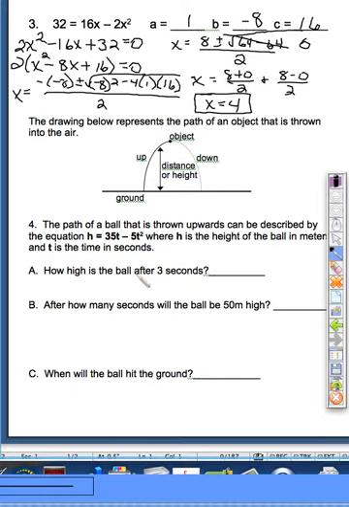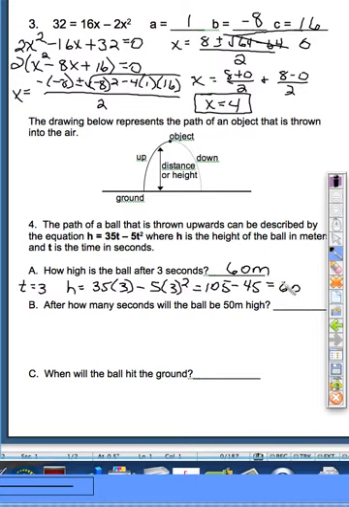So the first question: how high is the ball after 3 seconds? That's easy. That means that t equals 3. So we just put 3 in for these t's and want the height. H equals 35 times 3 minus 5 times 3 squared, or we have 105, I think, minus 45, and that's going to give you 60, and it's in meters. This height is the ball in meters, so our answer is 60 meters.